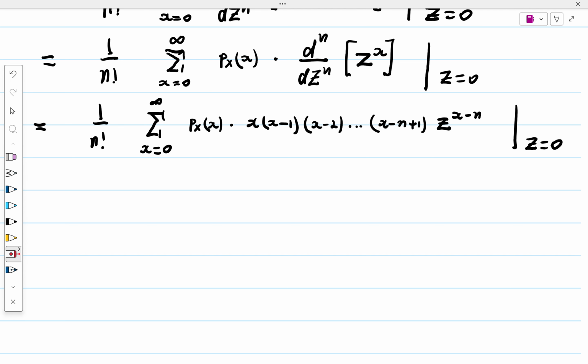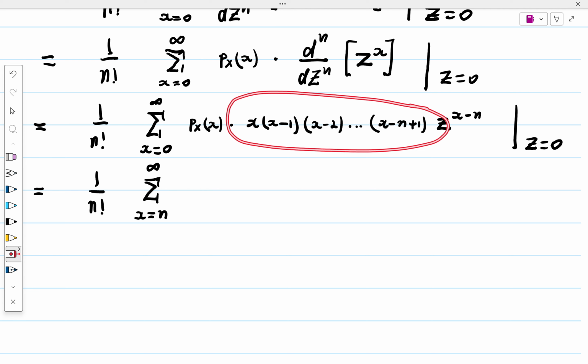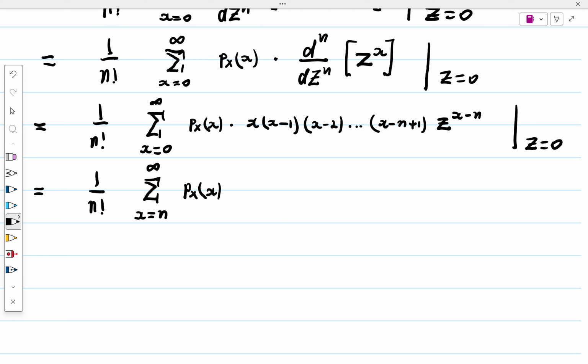And therefore, we don't need to go from x equals 0. We can actually start this whole expression rather at x equals n to infinity, because x equals n is the first time in which this expression is non-zero. So we go px of x times x minus 1, x minus 2, dot dot dot, x minus n plus 1, z to the x minus n. And again, we're evaluating at z equal to 0.